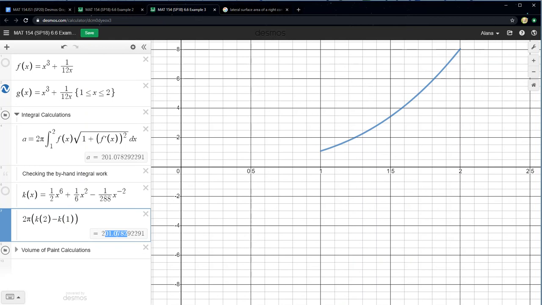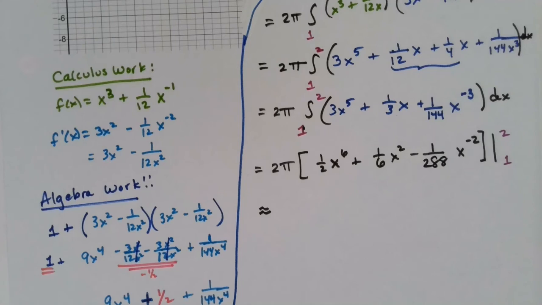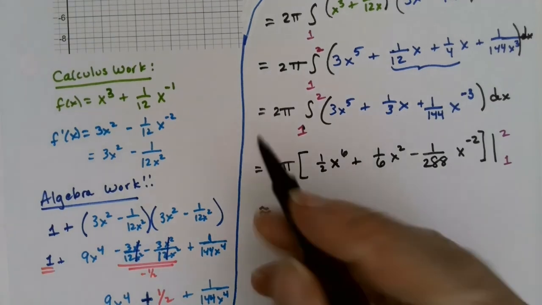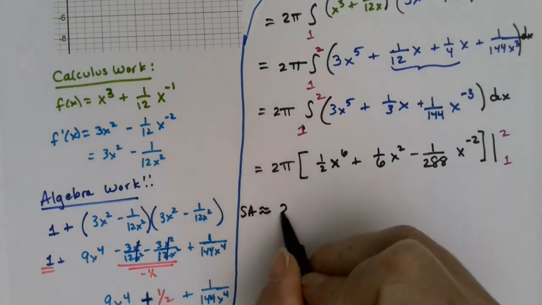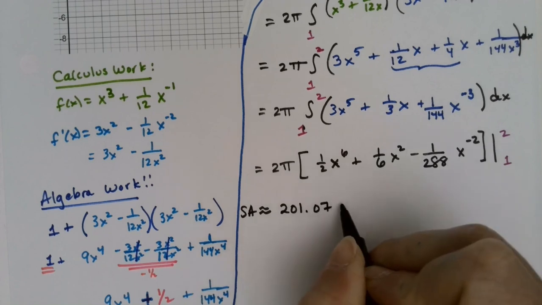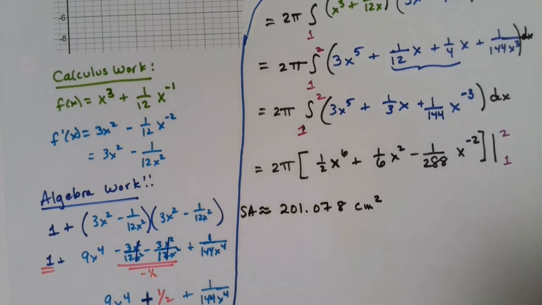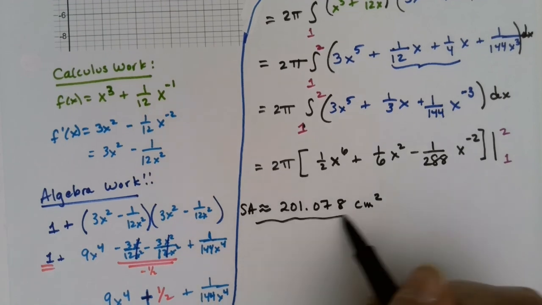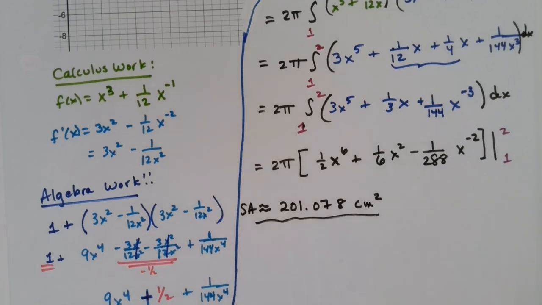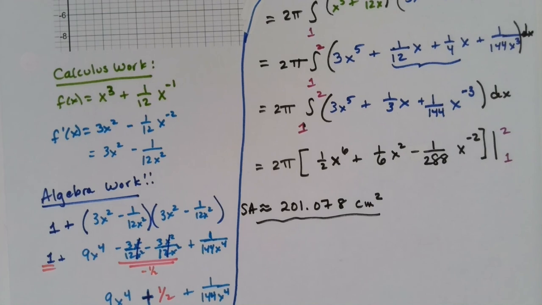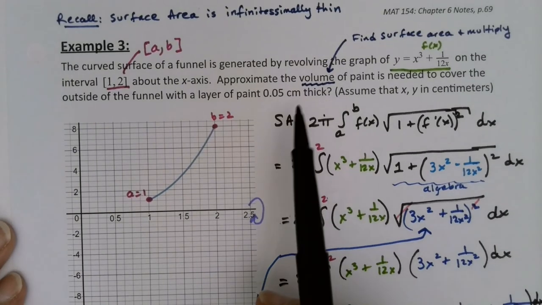All right, so 201.078 centimeters squared. So let me write that down. So the surface area is 201.078 centimeters squared. Now, that was not actually what was asked for. What they asked us to find was the volume of paint needed to cover the outside of the funnel with a layer of paint that was 0.05 centimeters thick.